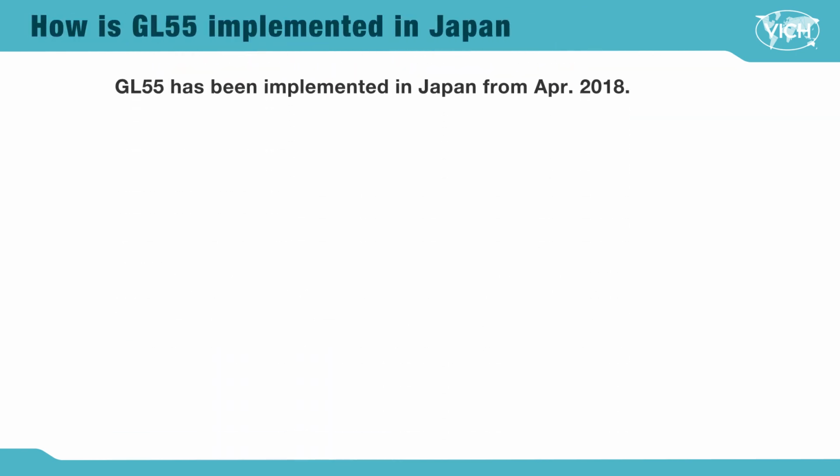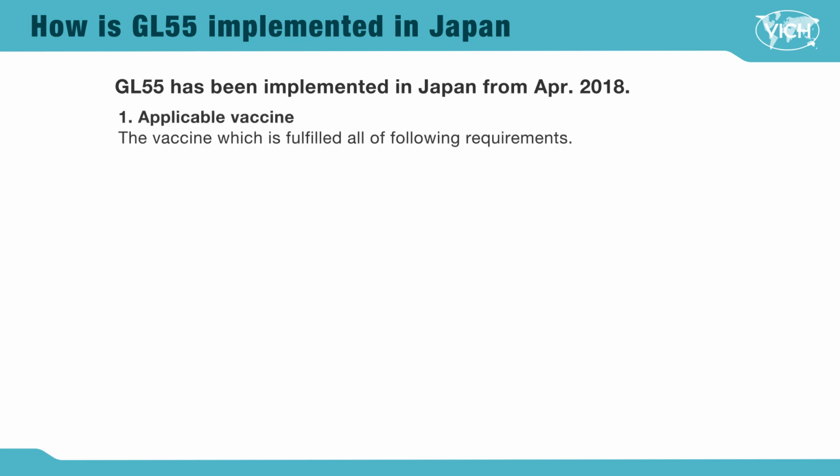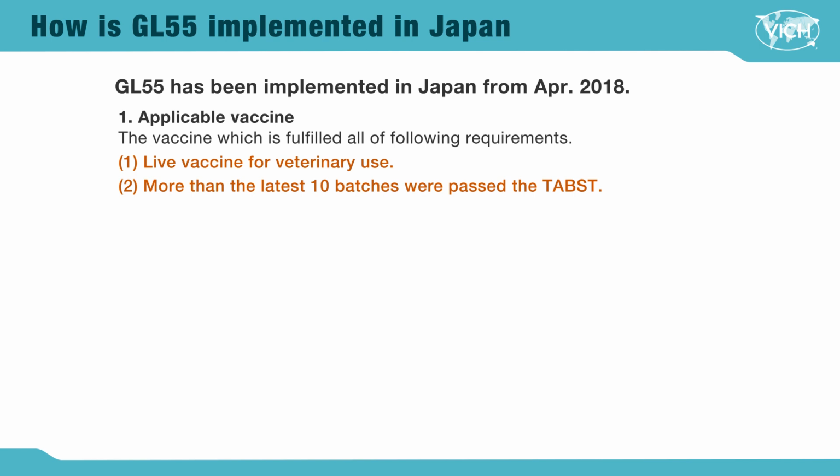Last is an explanation on the application of these guidelines in Japan. GL55 has been implemented in Japan from April 2018. Applicable vaccine. The vaccine which has fulfilled all the following requirements. 1. Live vaccine for veterinary use. 2. More than the latest 10 batches were passed by the TABST. 3. Seed lot system-based product.